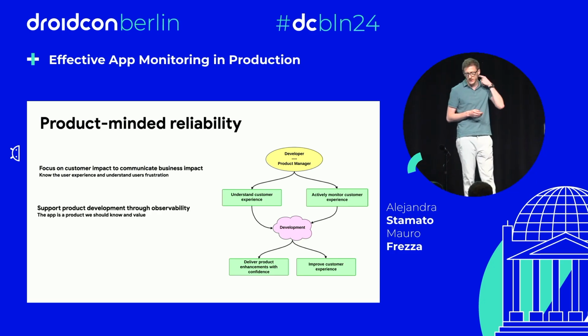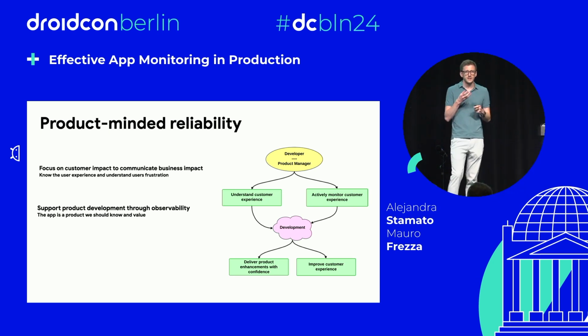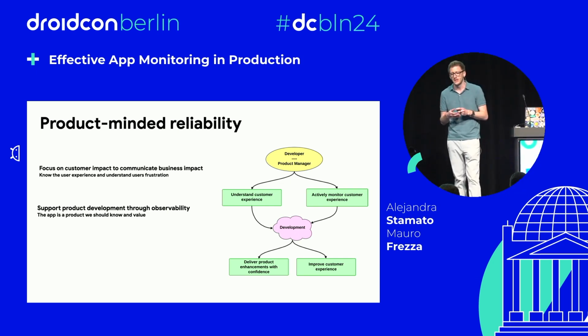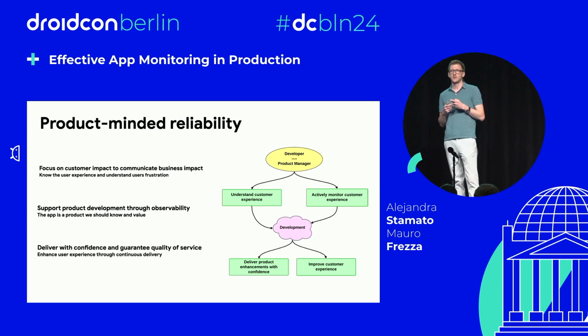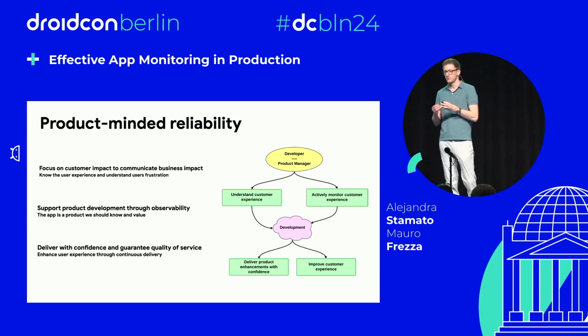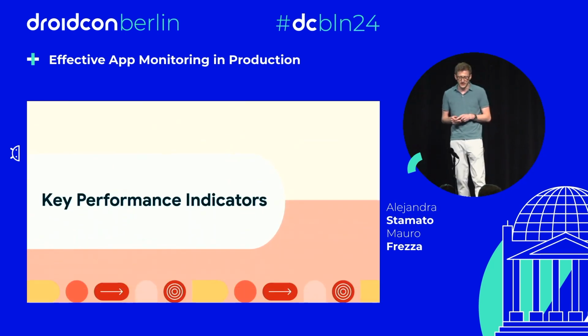We also use observability to support development. We think that the app is a product that we need to value. So understanding how it's working out there is our responsibility, and it's necessary for us to really deliver value to the customer. It also helps us deliver with confidence. Otherwise, we will not be able to enhance the product if we are not confident that what we are releasing is actually working or is actually making the customer experience better.